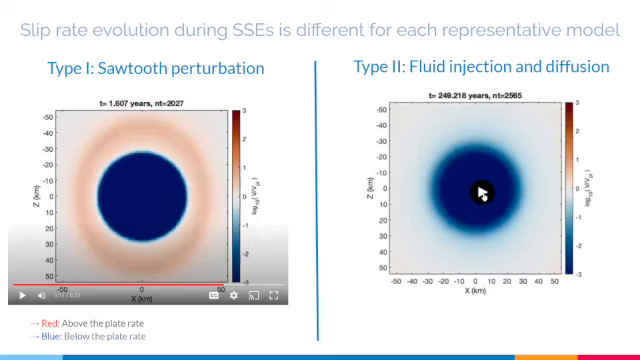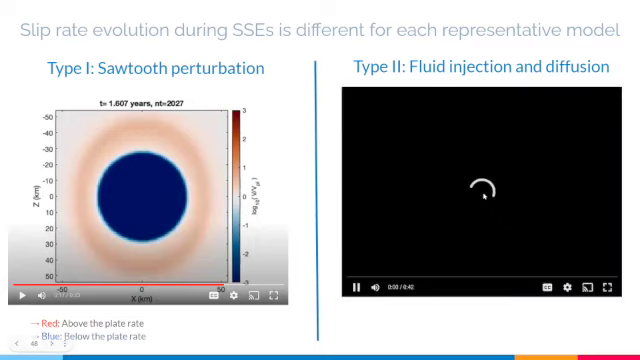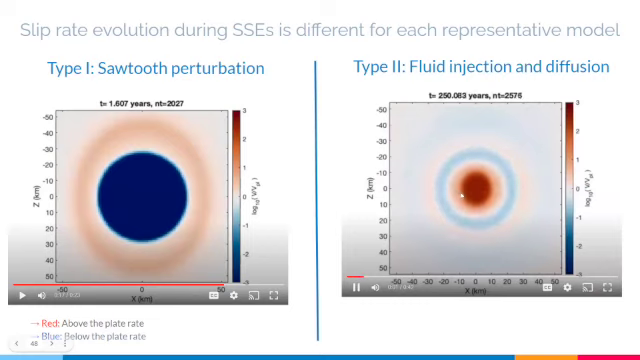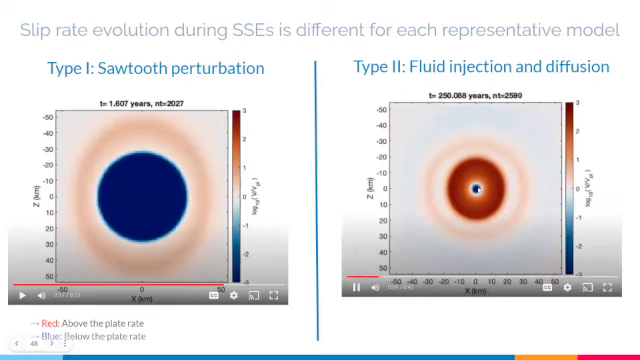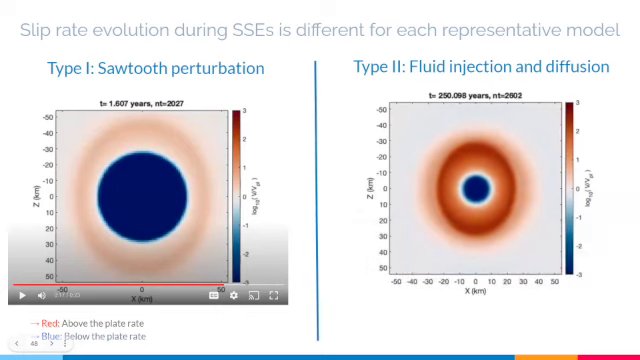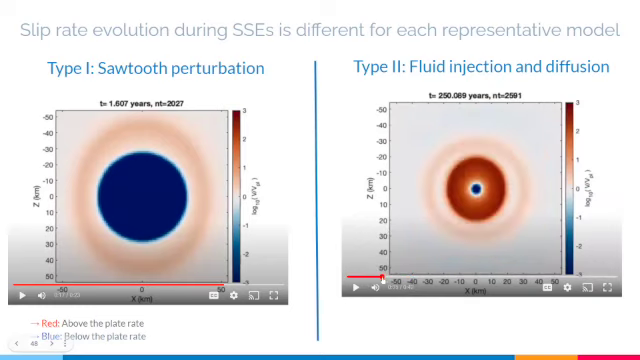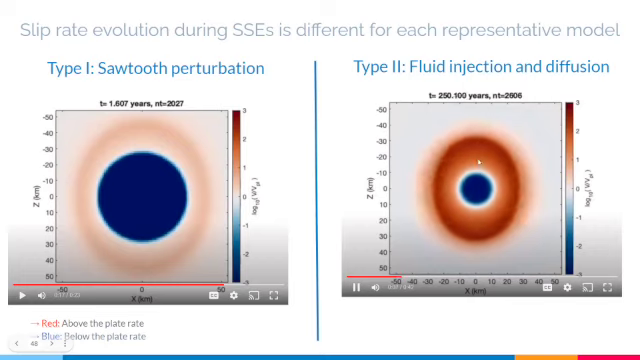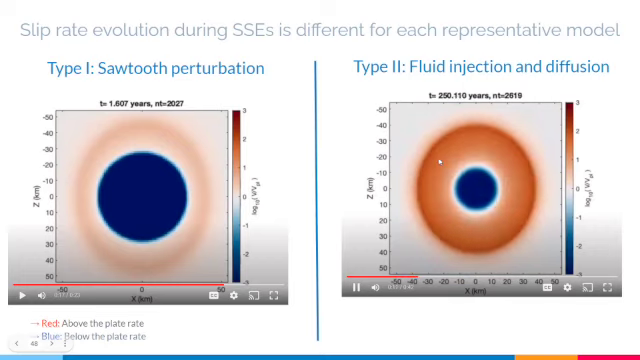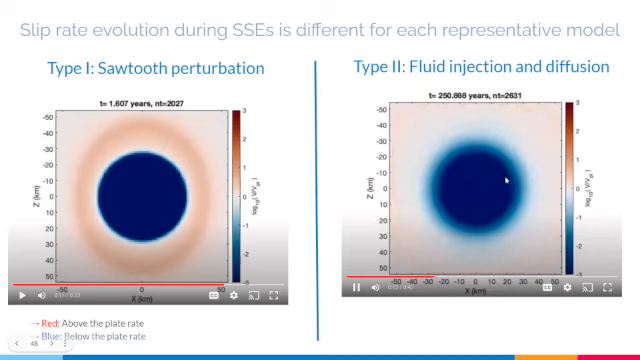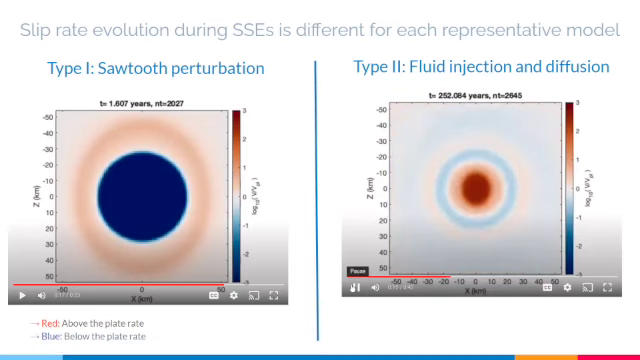For the second type of perturbation, let's just play the movie. So the slip acceleration starts at the center of the fault and then it expands as a crack. Once the fluid flow stops, the fault starts locking at the center, while the crack expansion continues until finally the slip acceleration just drops. And the fault is again locked in the period between slow slip events.